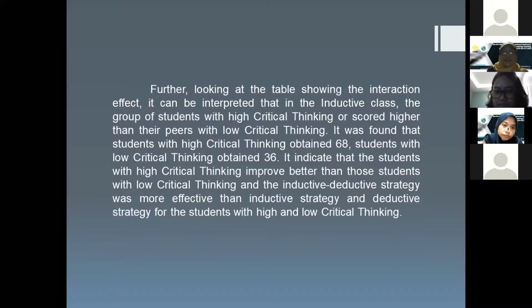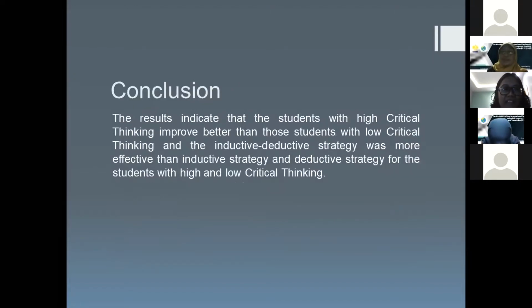We will go on to the conclusion. We can see from the statistics that the results indicate that students with high critical thinking improved better than those with low critical thinking, and the inductive deductive strategy was more effective. So we can use the inductive deductive strategy to teach academic writing, or we can say a combination between the two strategies. I think that's all for my presentation.